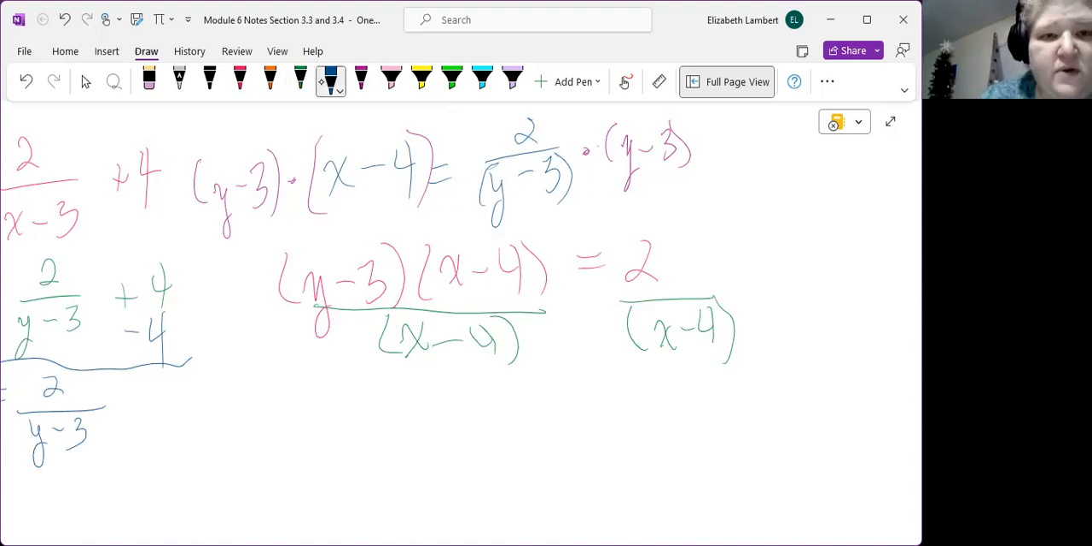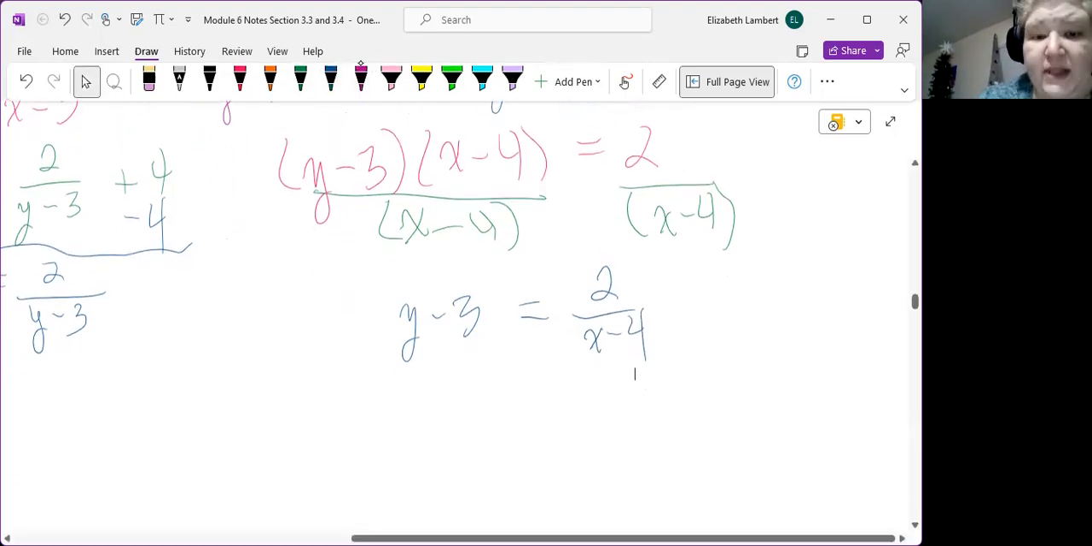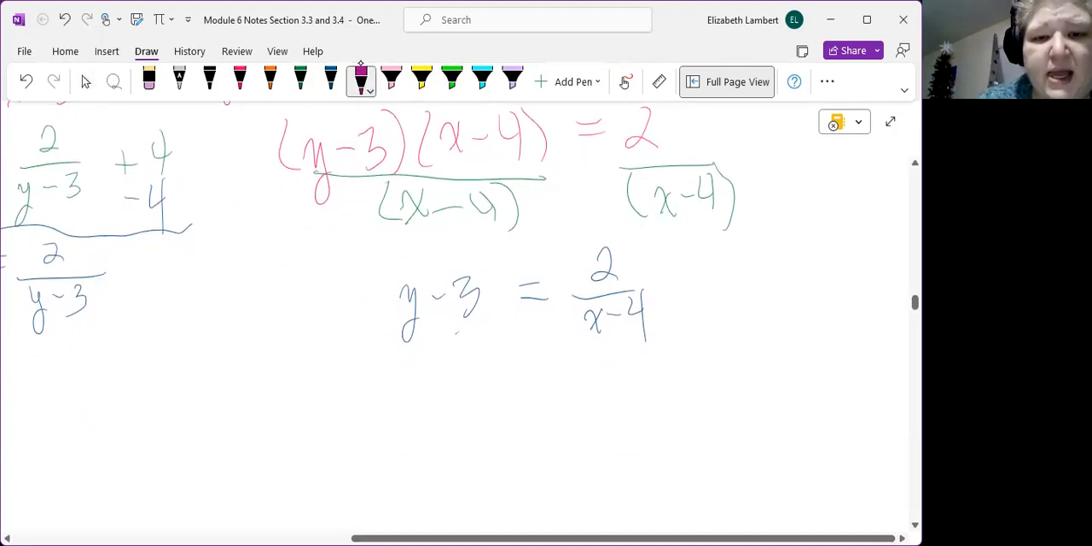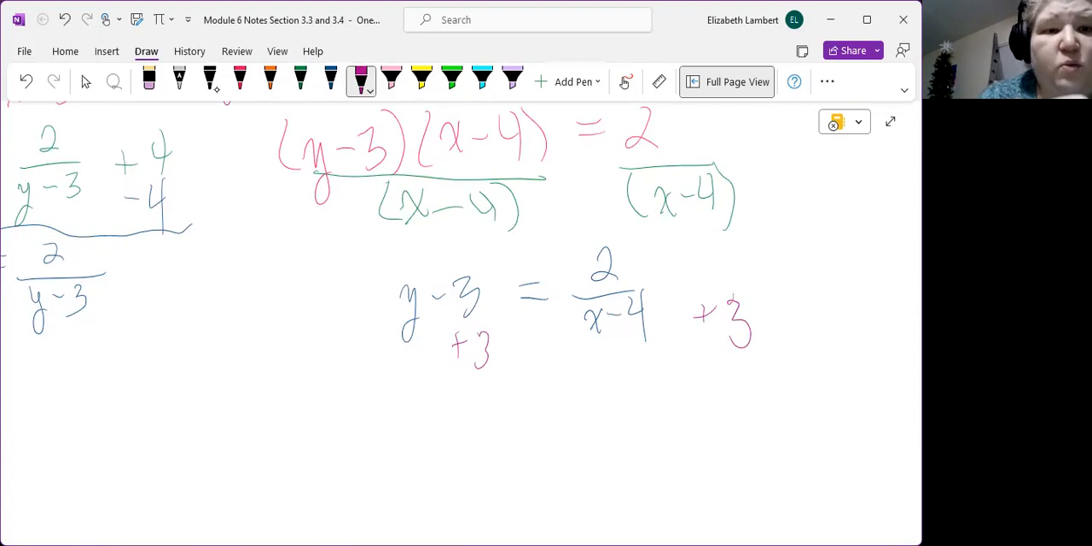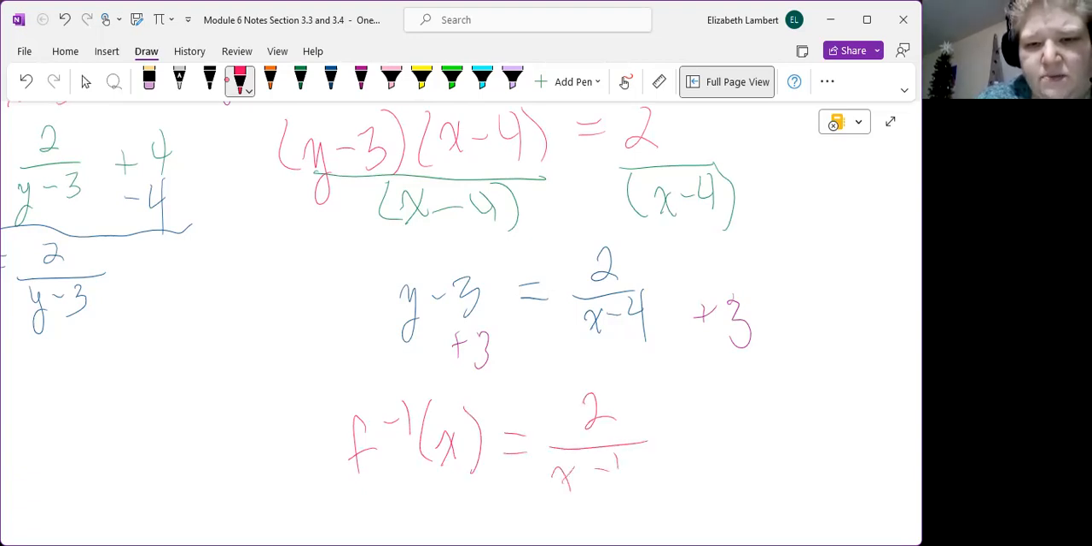Now we have y minus 3 is 2 over x minus 4. And our last step is going to be moving that minus 3 by adding it to both sides. So this would be y equals, so I'm just going to skip ahead to writing f inverse of x equals 2 over x minus 4 plus 3.